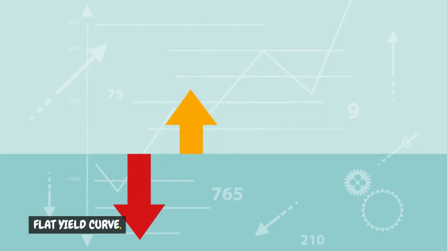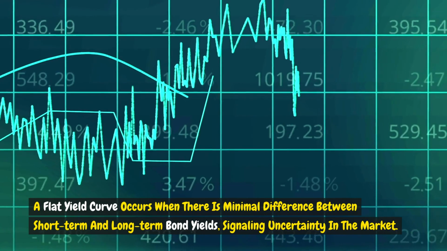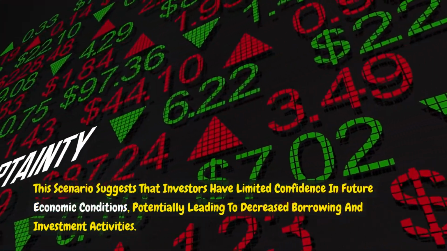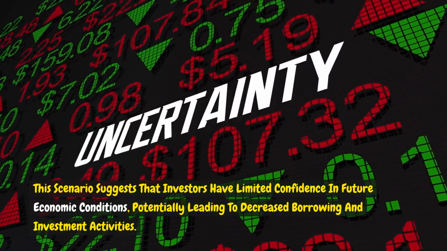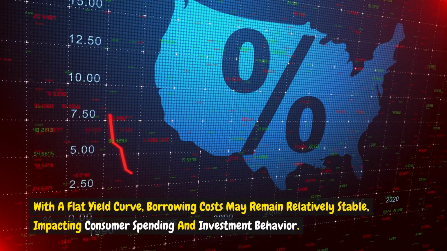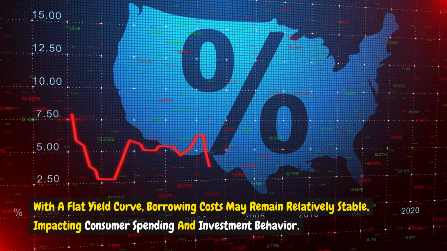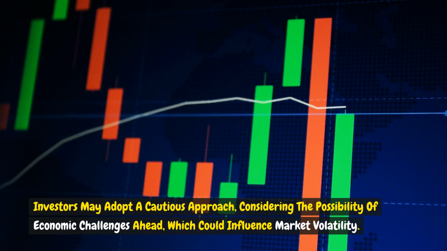Flat yield curve. A flat yield curve occurs when there is minimal difference between short-term and long-term bond yields, signaling uncertainty in the market. This scenario suggests that investors have limited confidence in future economic conditions, potentially leading to decreased borrowing and investment activities. With a flat yield curve, borrowing costs may remain relatively stable, impacting consumer spending and investment behavior. Investors may adopt a cautious approach, considering the possibility of economic challenges ahead, which could influence market volatility.